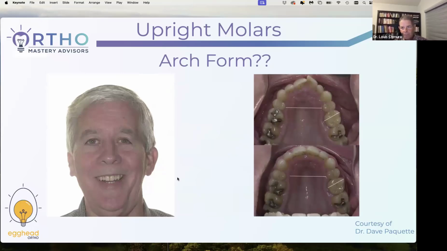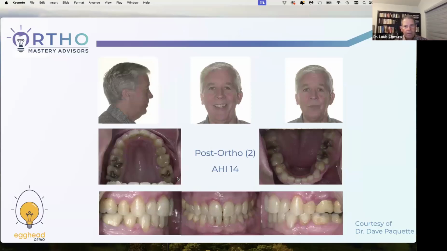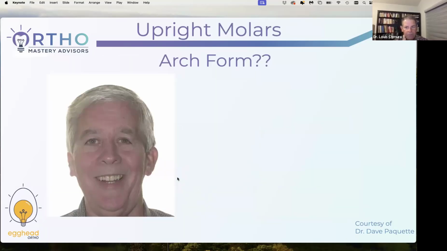So the upper picture is before, and the lower picture is after. And those lines are the exact same length. The pictures are exactly the same size teeth. That's how much widening happened. We just gave him arch form and fixed the collapsed arches. And he went from an AHI of 52 to an AHI of 14, which is still apnea, but it's mild.